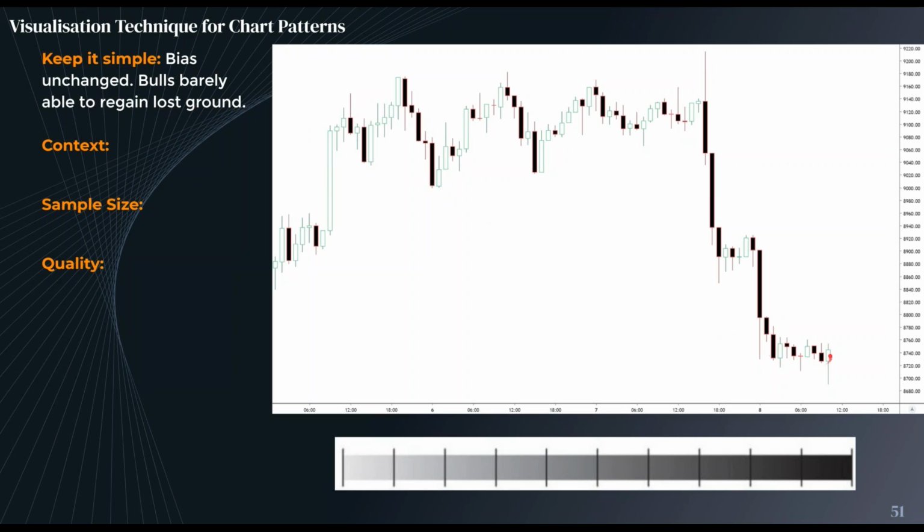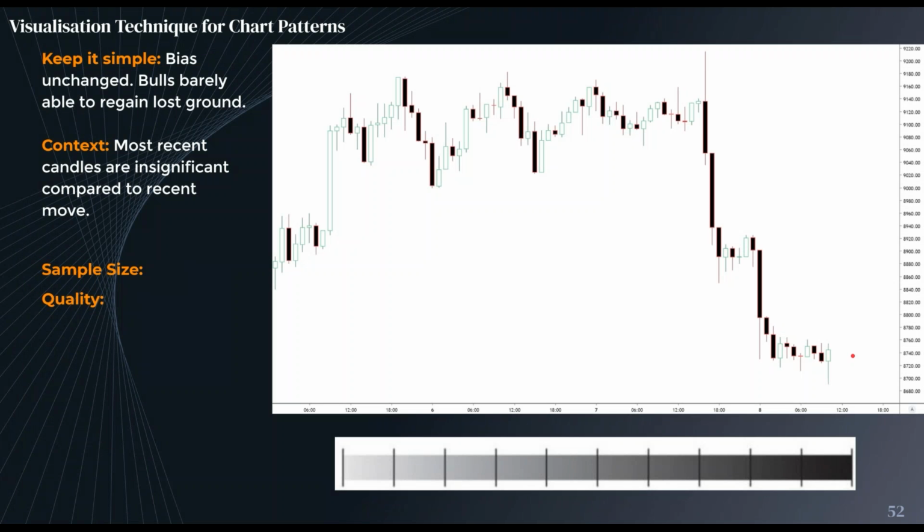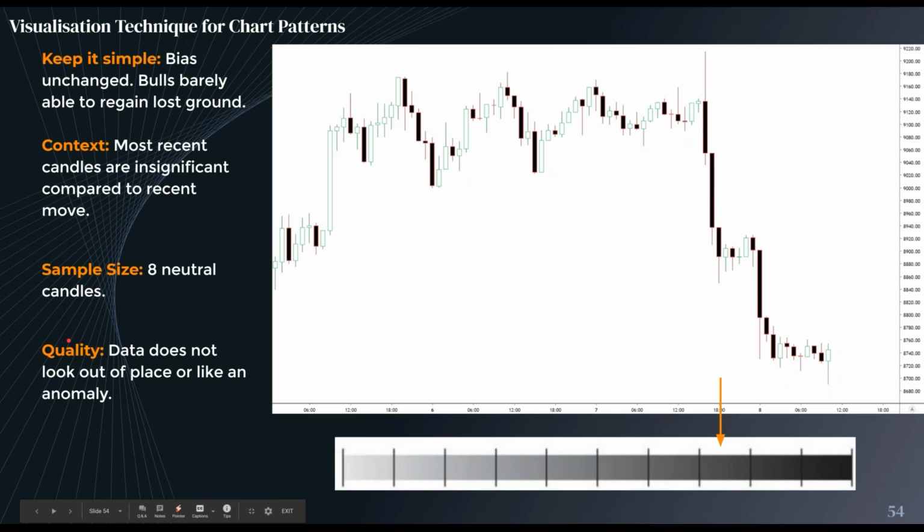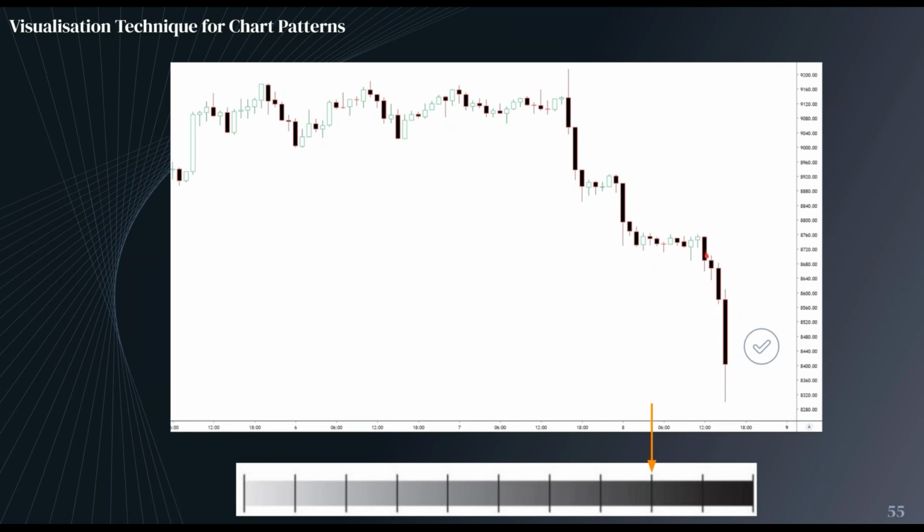Nothing that's happened in this period is significant because the sizes relative to these, our main bias forming candles, are very small, so we can ignore most of this. Context. Most recent candles are insignificant compared to the recent move. Next, sample size. 8 neutral candles, all supporting that bias, no real change in argument. Quality, also fine, no anomalies. And bias remains unchanged this time, because no candle here suggests we need to change our bias.